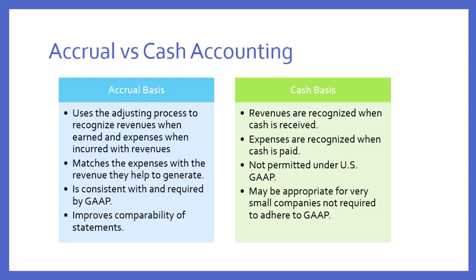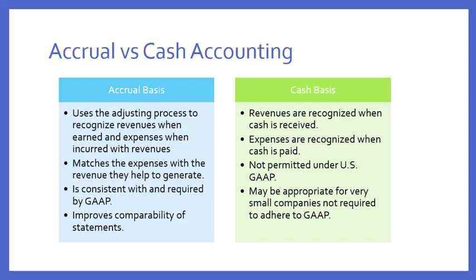This allows us to match expenses against the revenues they help to generate, which achieves the matching principle and gives us the most accurate possible picture of net income. Again, the accrual basis of accounting is required under U.S. GAAP. So any publicly traded organizations with securities on the national stock exchanges like NASDAQ and the New York Stock Exchange have to follow generally accepted accounting principles. It also improves the comparability of financial statements.